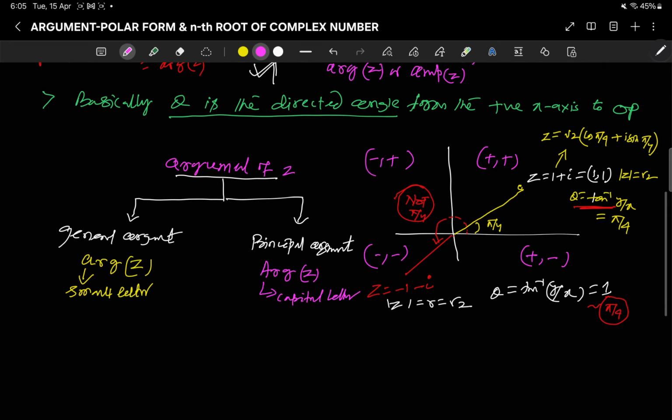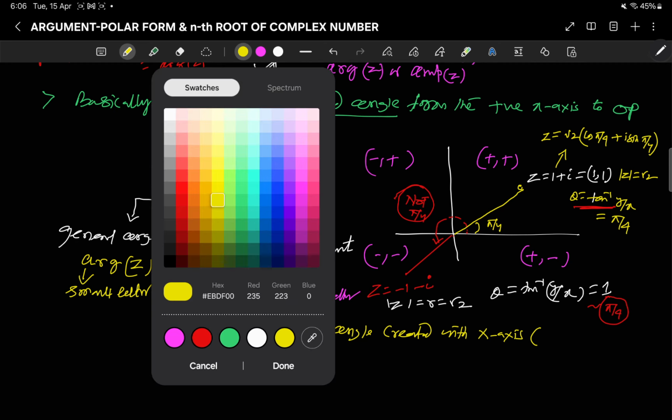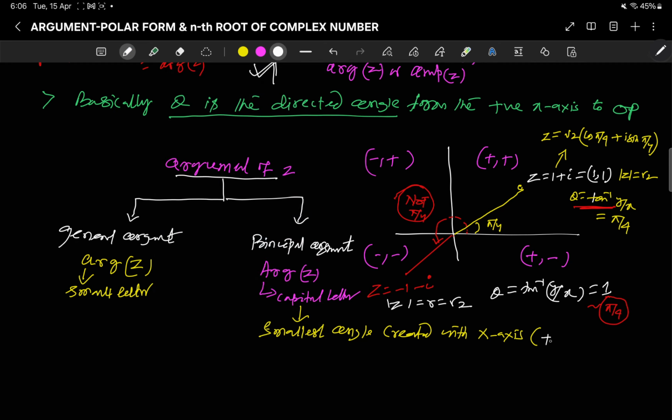So what actually does this principal argument mean? It means the smallest angle created with the x-axis. The x-axis may be in the positive or negative direction, positive or negative orientation. And this argument has to be restricted within this limit.